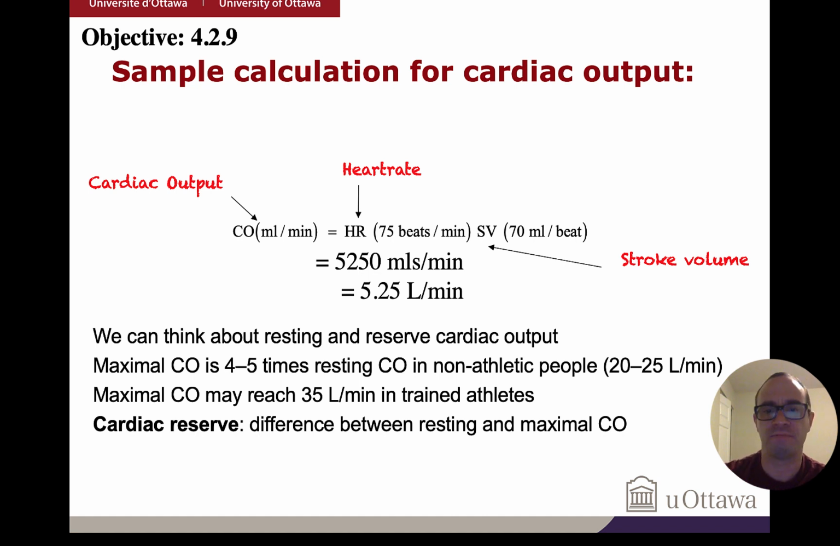Cardiac reserve is simply the difference between that basal or resting cardiac output, so 5.25 in this case, versus the maximal. So I said heart rate, I meant cardiac output. The basal cardiac output versus the maximal cardiac output. So it'd be the difference between, say, 20 and 4. So the cardiac reserve in that case would be 16 liters per minute. Okay, so this is just the sample calculation for cardiac output.